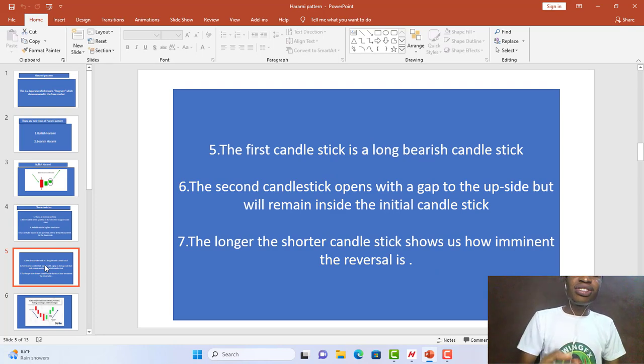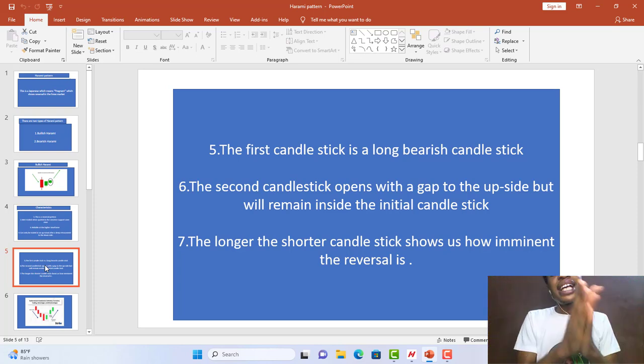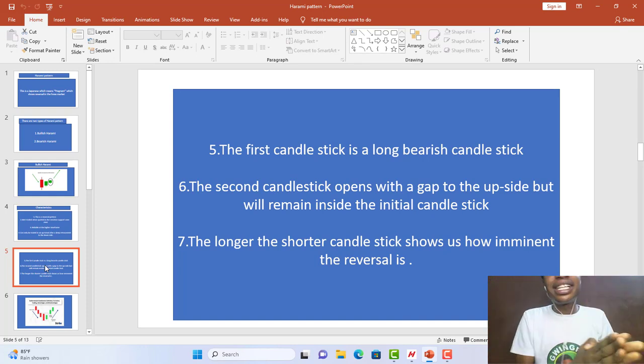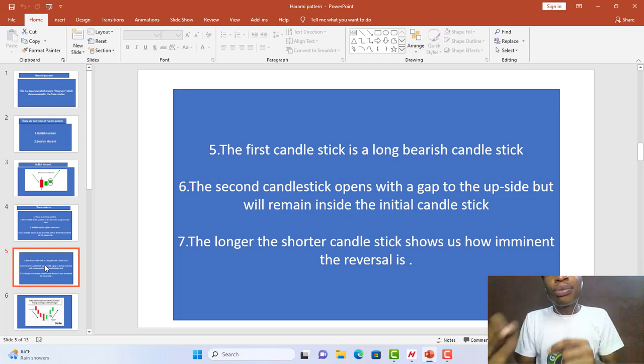So the first candlestick is a long bearish candlestick. Whether in an uptrend or in exhaustion of a downtrend, the first candlestick is a long bearish candlestick. Whether you represent your bearish candlestick, that's your seller's candlestick, in red or any color, it must be long. In a downtrend, in the exhaustion of a downtrend, or in a retracement, it must be long, long. Then the second candlestick opens with a gap to the upside.